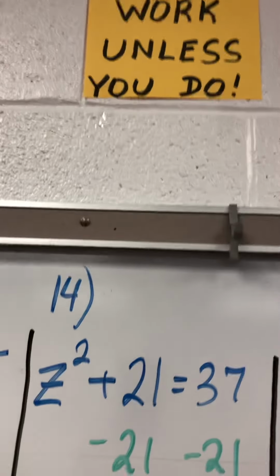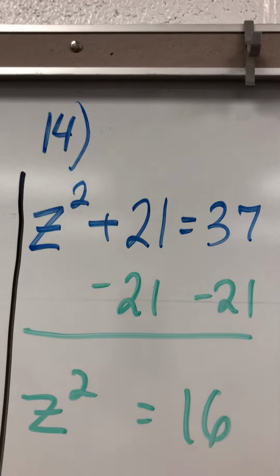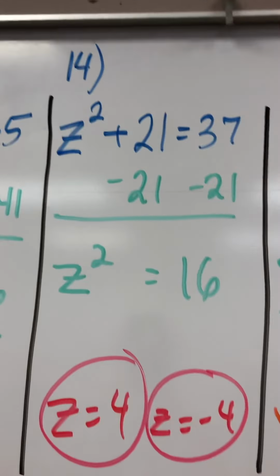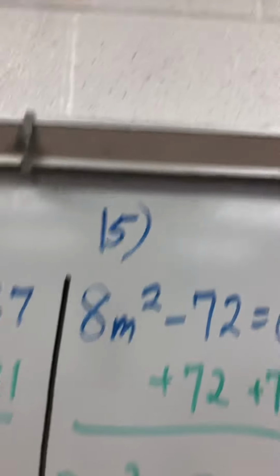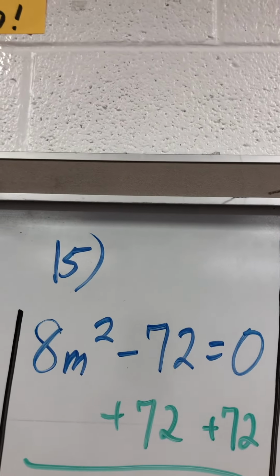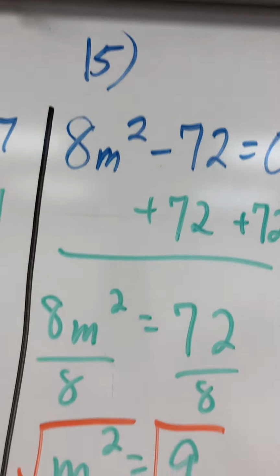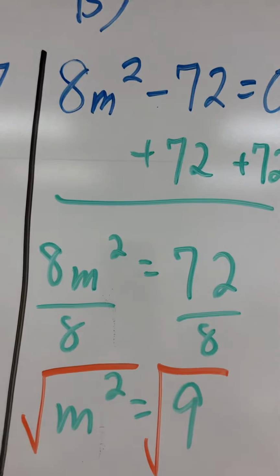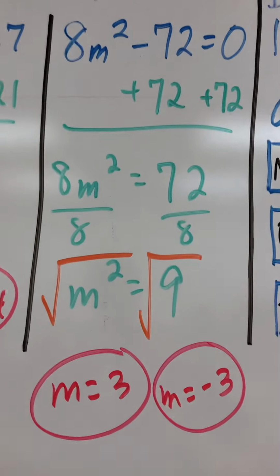Over here, I'm going to minus 21 from both sides first, getting z squared equals 16. Taking the square root, I get plus or minus 4. Over here, I add 72 to both sides first, divide by 8. I get m squared equals 9. Square root of 9 is positive and negative 3.